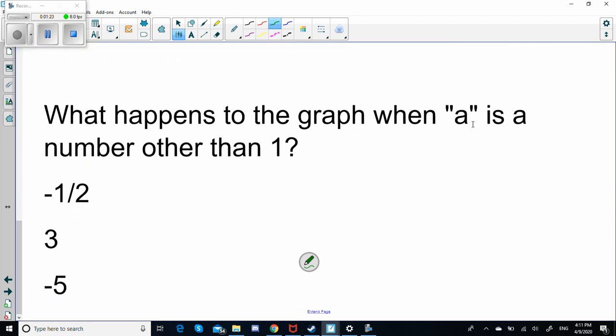So what happens to the graph when a is a number other than 1? Well, if it's negative 1/2, first of all, it opens down instead of up like a frowny face. And then since it's a fraction in front of x squared, negative 1/2 makes it wider than the parent function. And wider, another name for that is called a shrink.